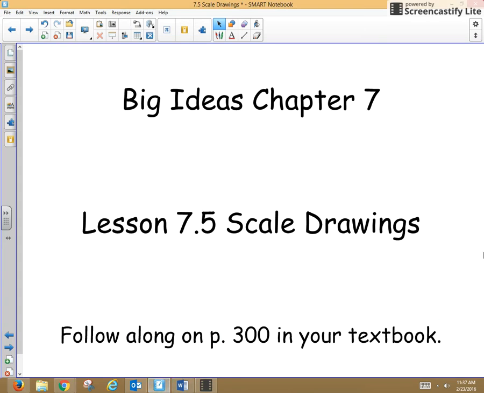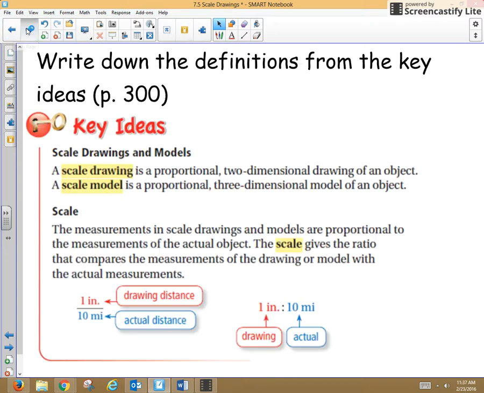Hello students, today we are covering 7.5 on scale drawings. Follow along with me on page 300 in your textbook. Our key idea that I would like you to write down is on scale drawings and models.